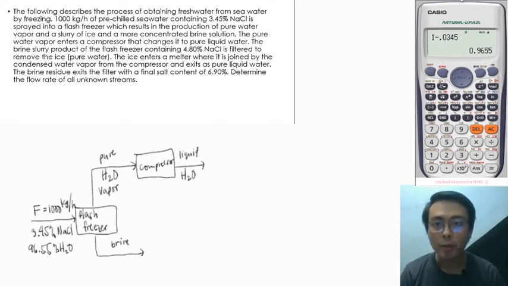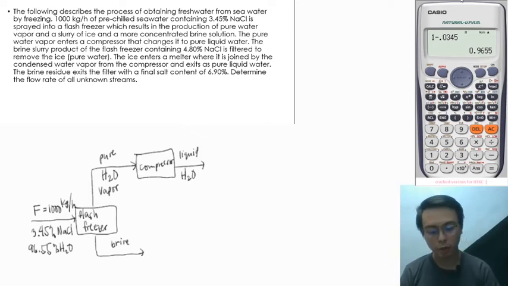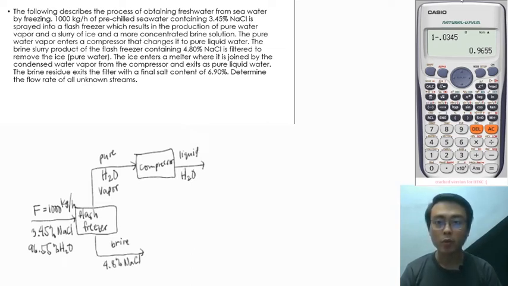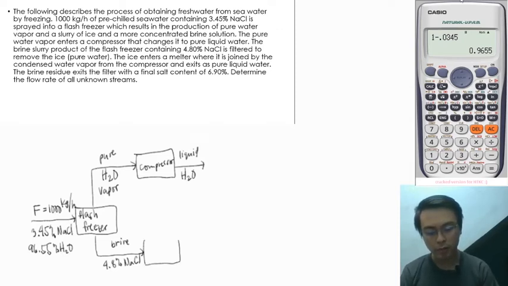The brine slurry product of the flash freezer containing 4.8% sodium chloride is filtered to remove the ice. Okay, so we filter the brine, we remove the ice, and you will be left with brine.